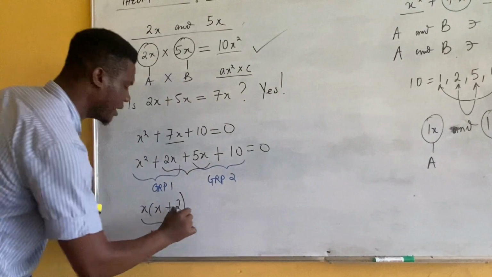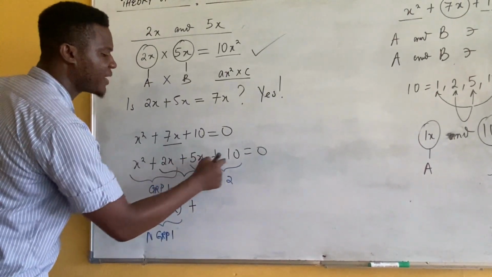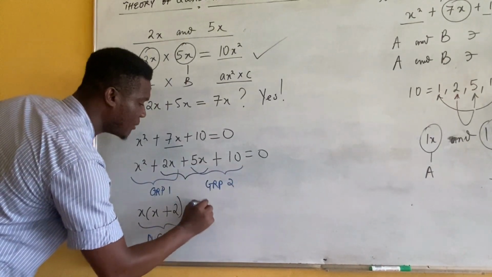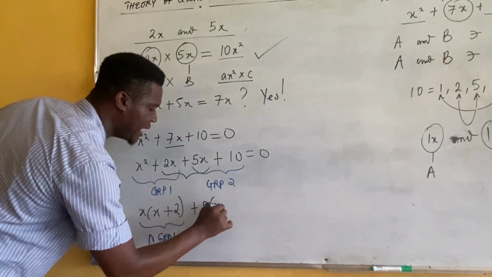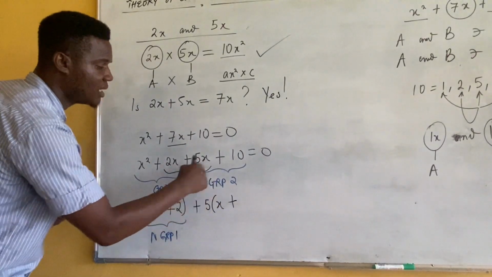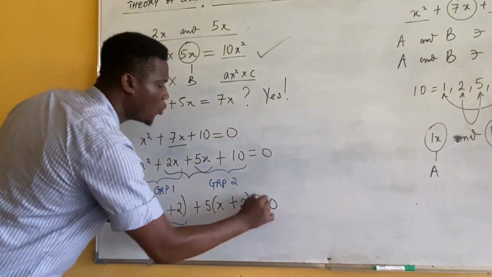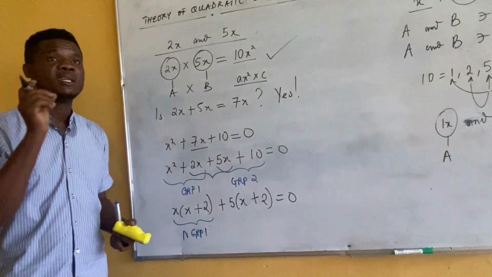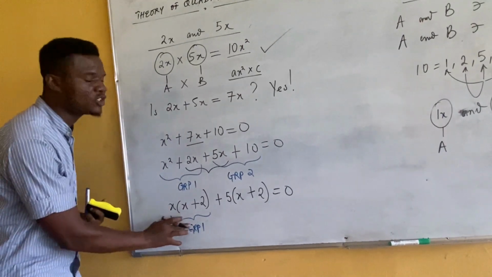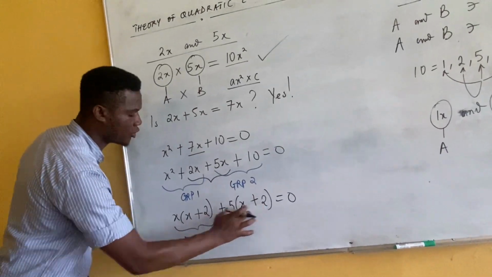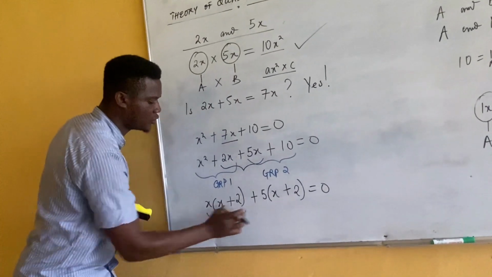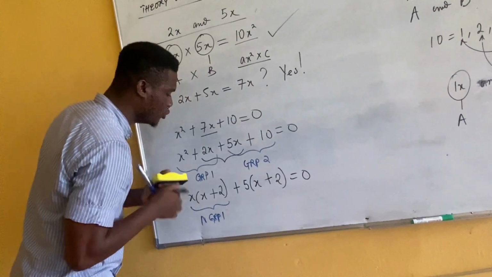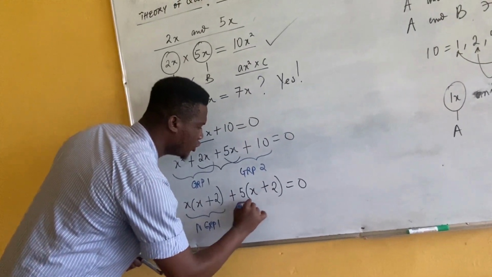Now, coming over here, you will find that common to 5x and 10 is 5. 5 can divide 5x and it can also divide 10. So I'm going to bring out 5. When 5 divides 5x, it gives you x. When 5 divides 10, it gives you 2. Now, one thing that makes you very sure that you are on the right track when solving a quadratic equation using the factorization technique is that at this stage there will be a common factor in group 1 and group 2. Notice that x plus 2 is found in my new group 1, and x plus 2 is also found in my new group 2.